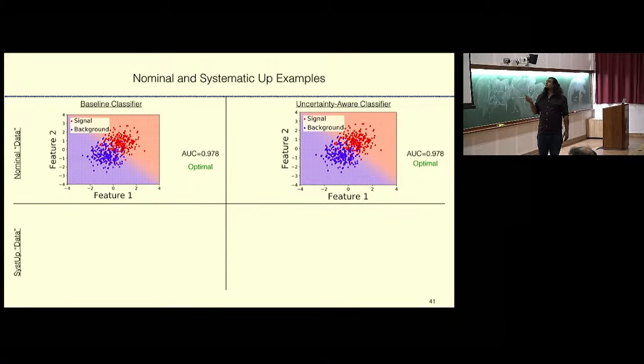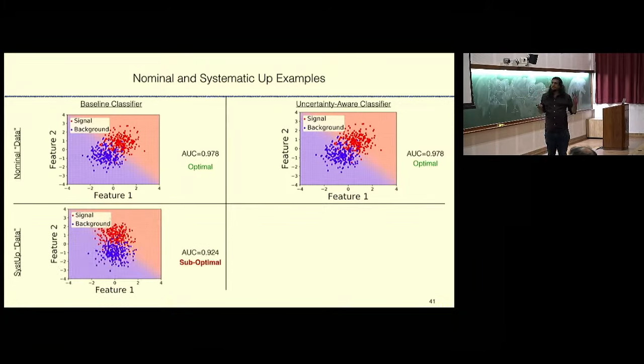And our uncertainty-aware classifier also produces the same optimal result for the nominal case. Now for the systematic up case, where let's say this angle has been changed, basically rotated by 45 degrees, pi/4. Then your data is distributed vertically, right? But your standard classifier's decision function is still frozen diagonally. So it's suboptimal, and then your AUC drops a little bit.